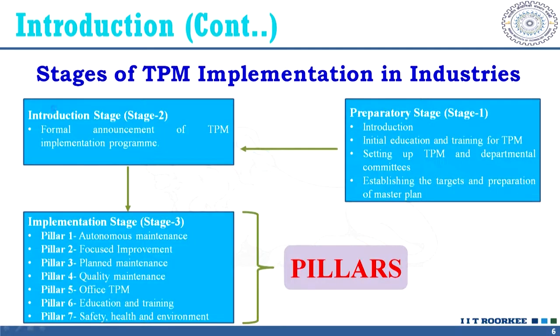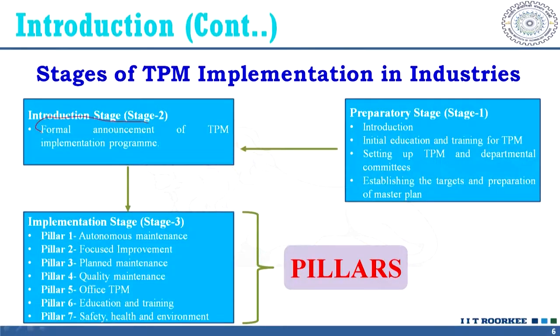So, then stages of TPM implementation in industry. There are basically 3 stages. First is the preparatory stage, then the introduction stage, and the last one is the implementation stage. The preparatory stage starts with introduction, where you have to introduce the concept of TPM in your company. Then you have to go with the initial education and training for TPM. Then you have to set up departments or committees by which you are going to implement TPM. Then as per the plan you have to establish the targets and prepare the master plan of implementing TPM. Then it comes to stage 2, that is the introduction stage.